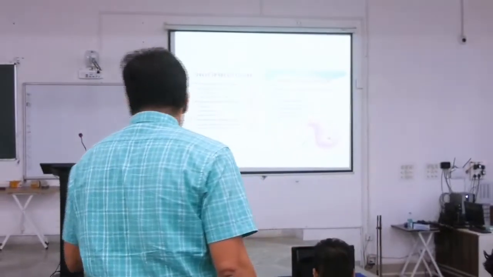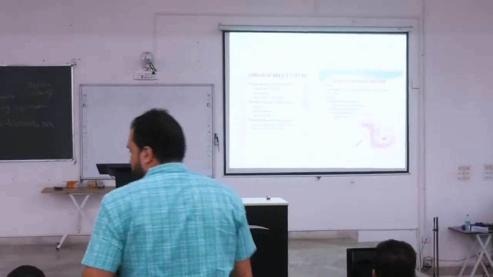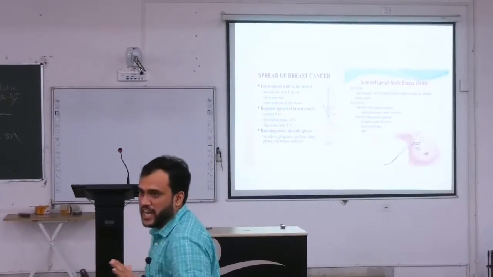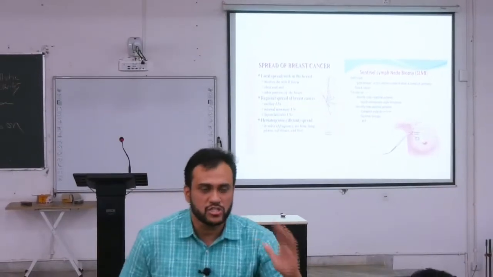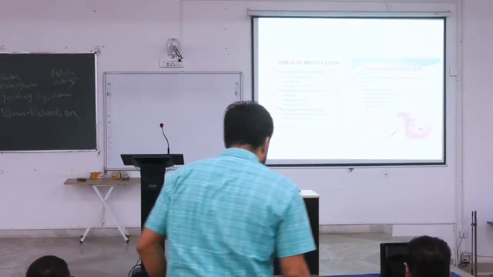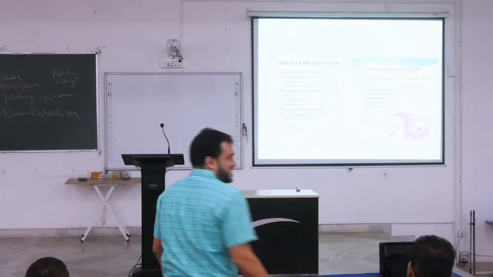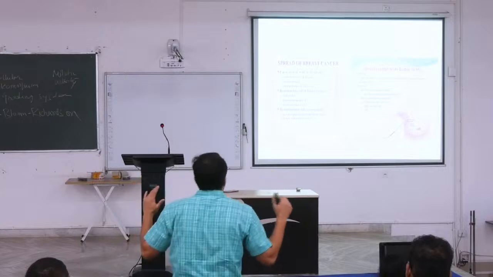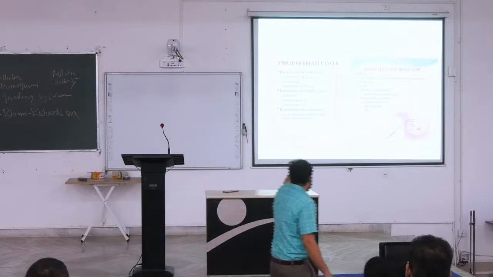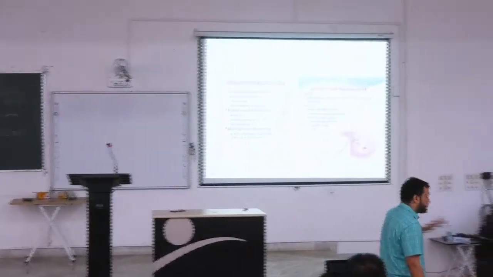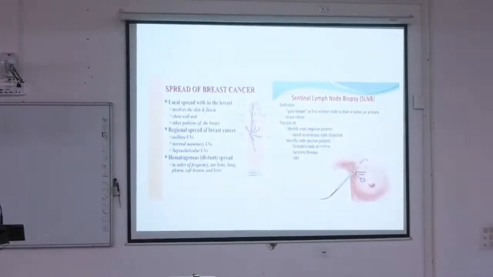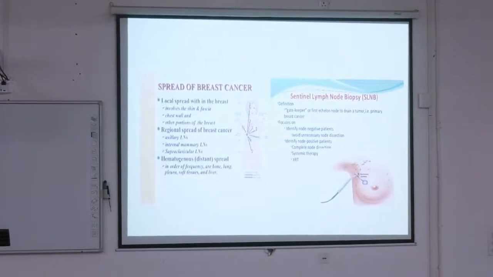But if it is positive, then you must remove the other lymph nodes. It may have spread to the other lymph nodes. That is the importance of doing a sentinel lymph node biopsy. And other than that, the spread of breast cancer is just like other tumors: there is a local spread within the breast which can involve the skin, the fascia, the chest wall, etc. Then to the regional lymph nodes. Then hematogenous spread. So these are the methods of spread, which is very important.